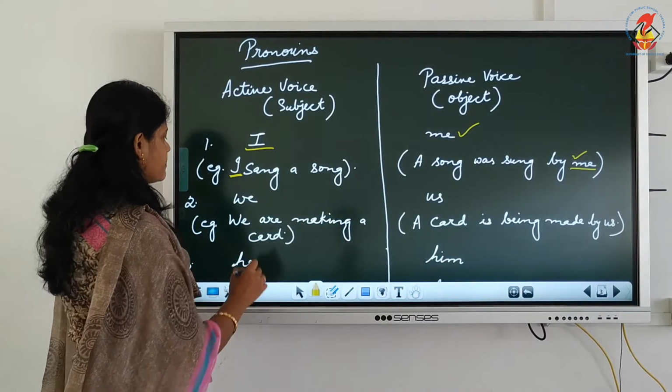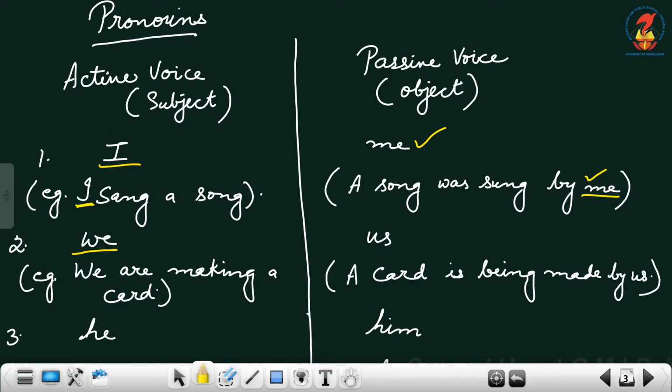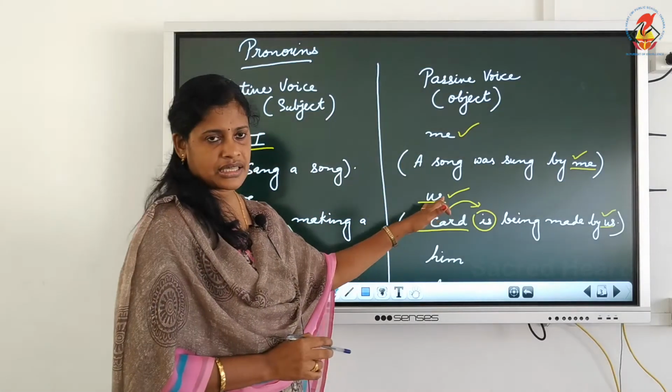In the same way, the second example is we. If we use the word we as a subject in an active voice, it changes to the word us. Let's see one example. We are making a card. This is plural we, that's why I have used the word are. But they all are making one card, a card, that is singular. When it comes to the passive voice, because only one card is being made, a card is being made by us. So you can see the word we changed into us.